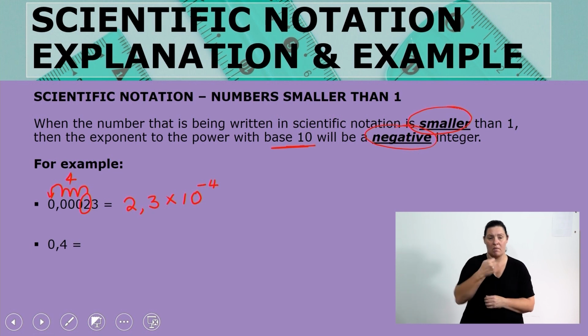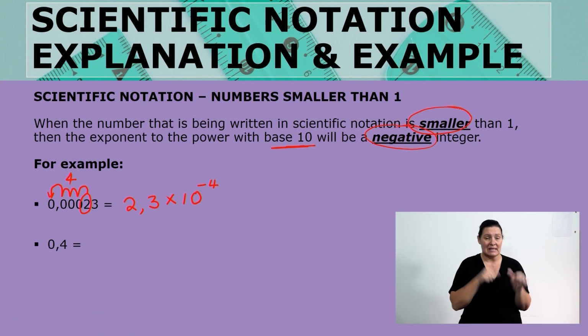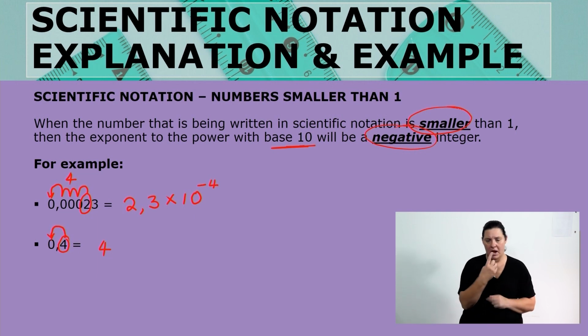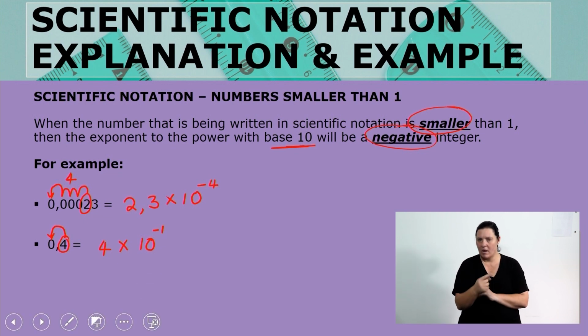Then we have 0.4, and for us to write that in scientific notation, which number are we shifting? It is the 4. So we are going to have 4. There are no other numbers there with the 4. So we are going to write that as 4. And how many spaces does it shift to the left? It is only 1 space. So that is going to be 4 multiplied by 10 to the exponent negative 1. Why is it negative? It is because we are shifting to the left.